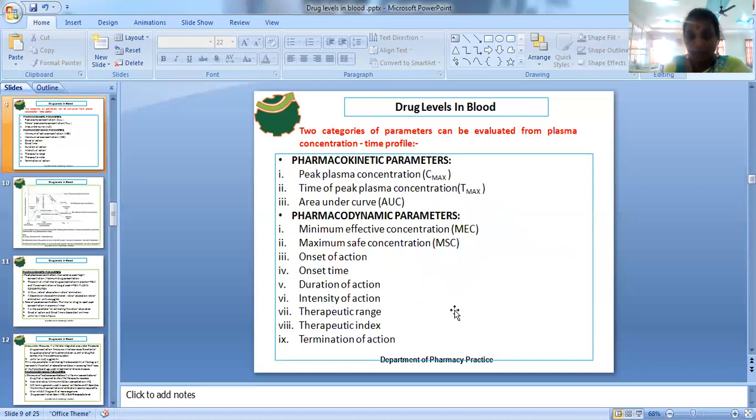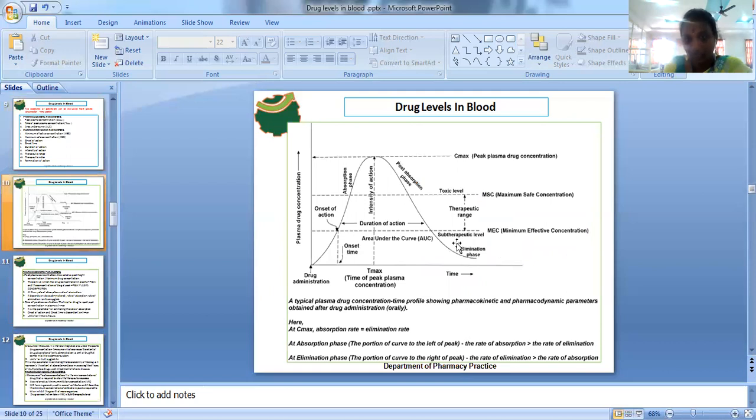This area, below the subtherapeutic level completely, you can represent as the termination of action. That means there is no concentration of the drug in our body that is responsible for giving the clinical response. That point is said to be the termination of the action, where no clinical response can be shown.